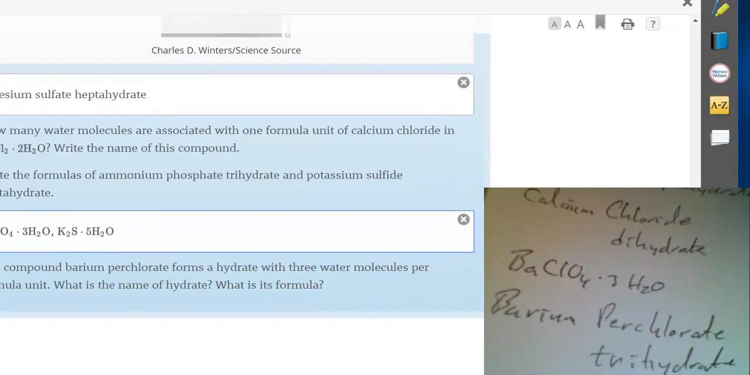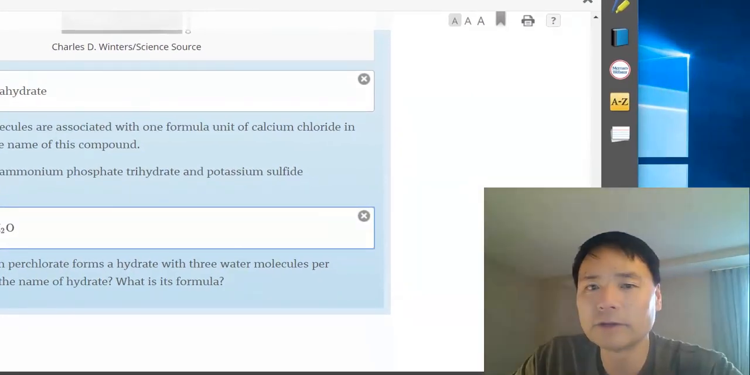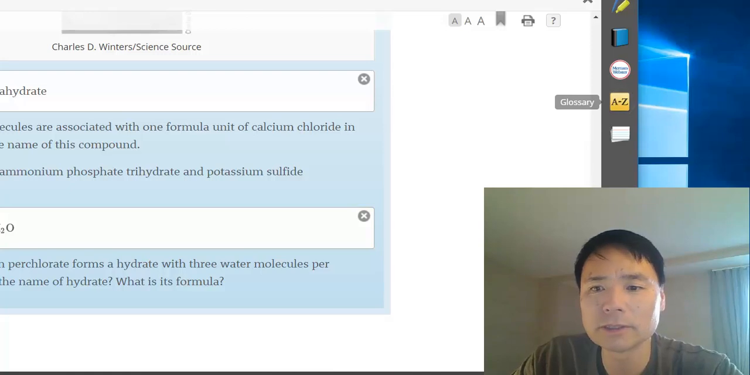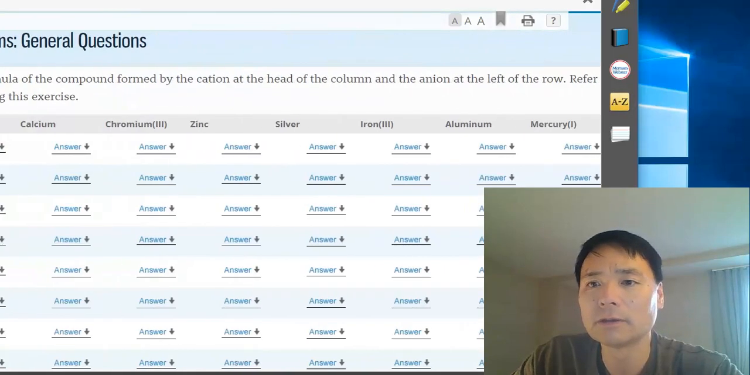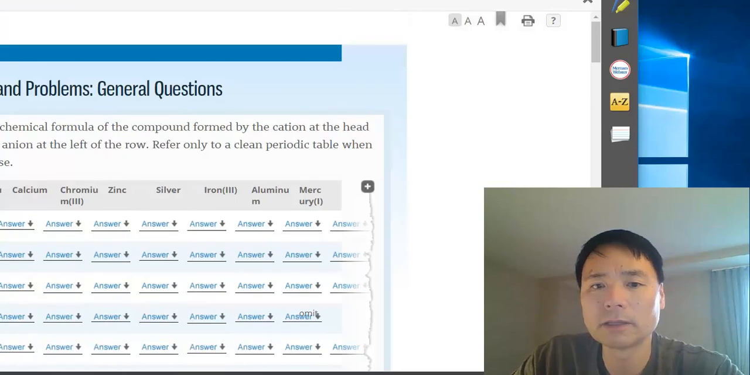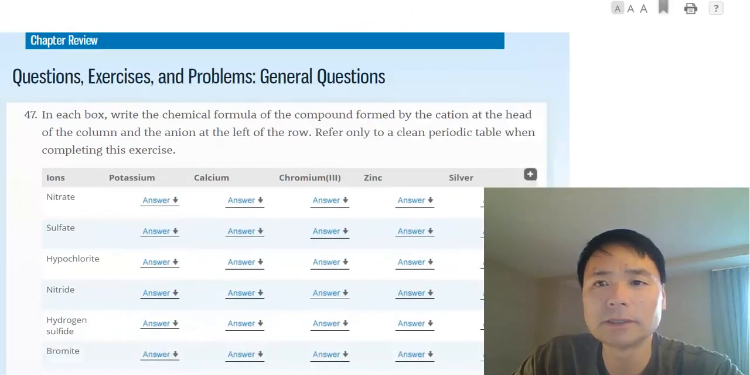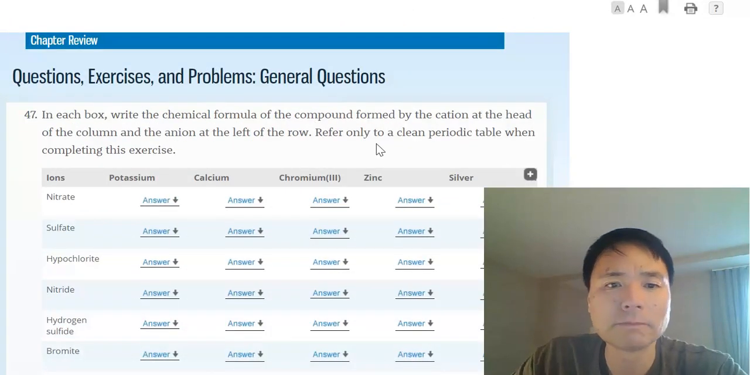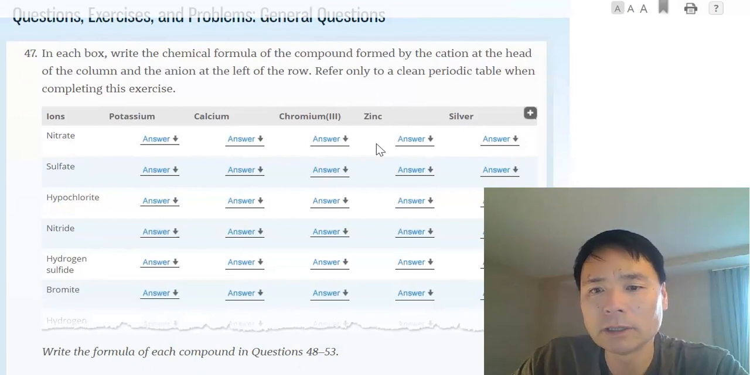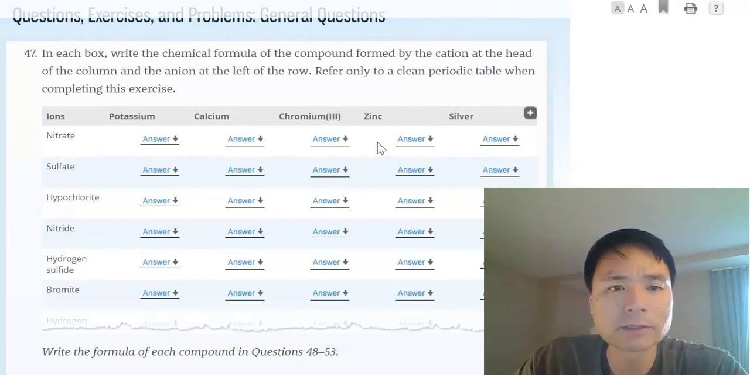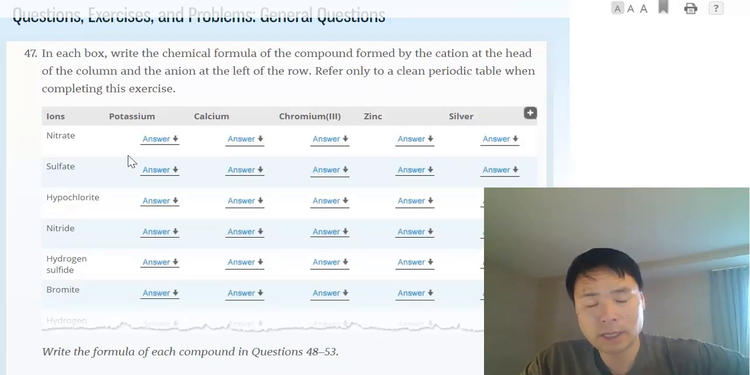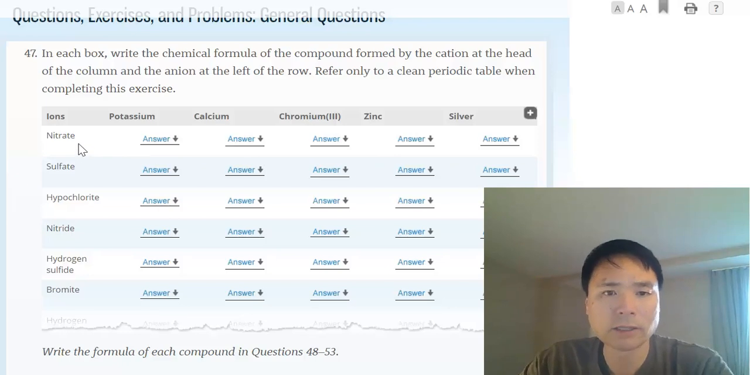Let's move on here. It's number 46. Okay, come on. There we go. Ooh, okay, this is quite a lot. In each box, write the chemical formula of the compound formed by the cation at the head of the column and the anion to the left of the row. Refer only to a clean periodic table when completing this exercise. Okay, yeah, you don't want to. You want to have the ions memorized, but let's go ahead and write them down.